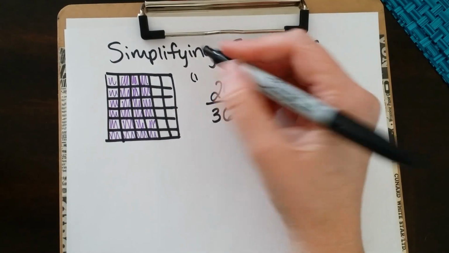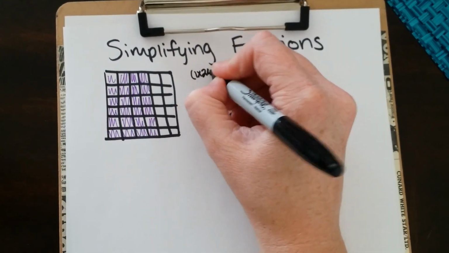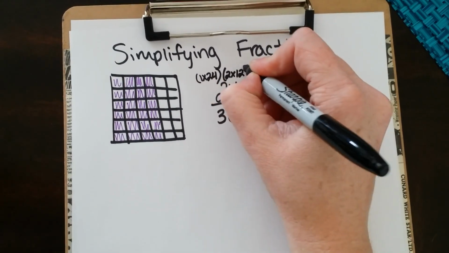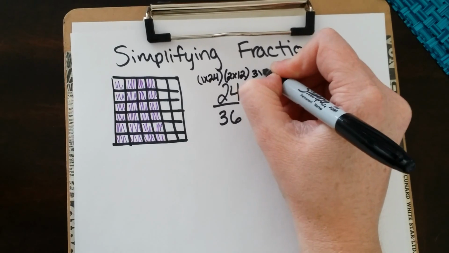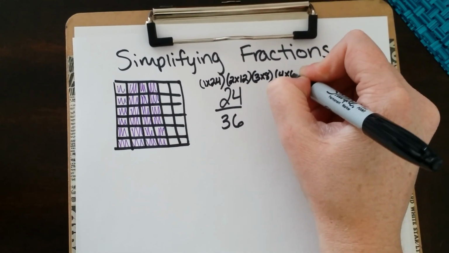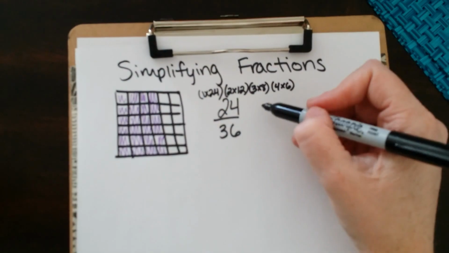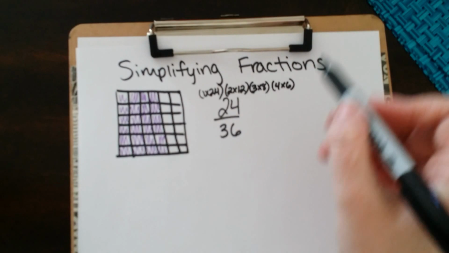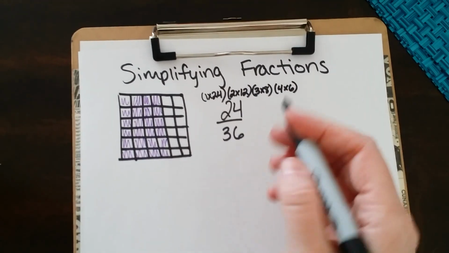Can 1 go into 24? Yes, 1 times 24. Can 2? Yes, 2 times 12. Can 3? Yes, 3 times 8. Can 4? Yes, 4 times 6. Can 5? No. And then when you say can 6, since we already have 6, you can stop because from there you're just going to work that direction.